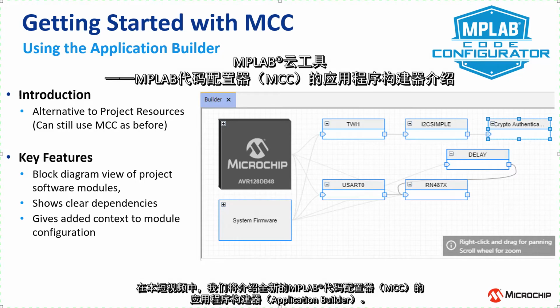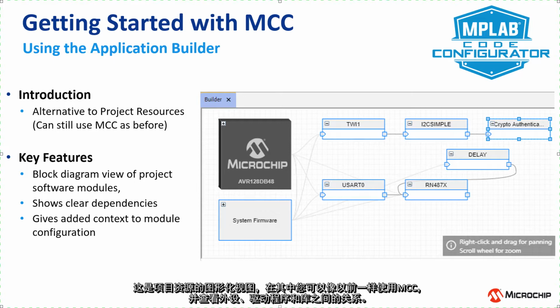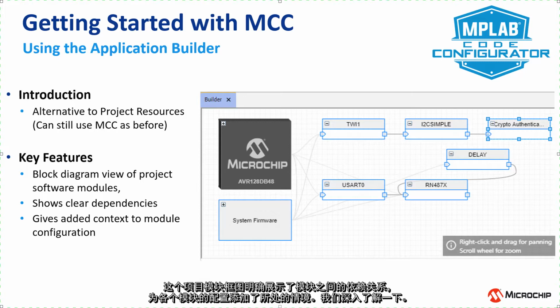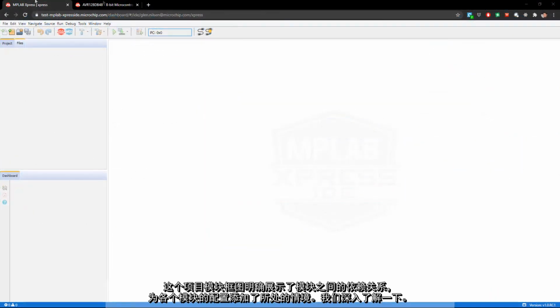In this short video, we're going to introduce the new MCC application builder. This is a graphical view of project resources, allowing you to use MCC as before, as well as viewing the relationship between your peripherals, drivers, and libraries. This block diagram view of your project modules shows the clear dependencies between them, giving added context to an individual module's configuration. Let's dive in.